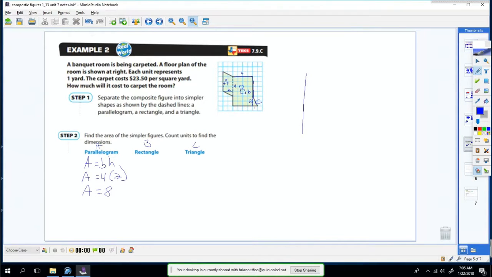Okay, my area formula for a rectangle is just, again, base times height. My base was 4, my height is 8, so my area is 32. Okay, my area formula for a triangle is base times height divided by 2. And again, the reason why it's divided by 2 is because a triangle is just half of a rectangle. So the base of the triangle was 1, and the height was 2, and you got to divide by 2. So 1 times 2 is 2. Divide by 2 is 1. So now we have to add them all up.